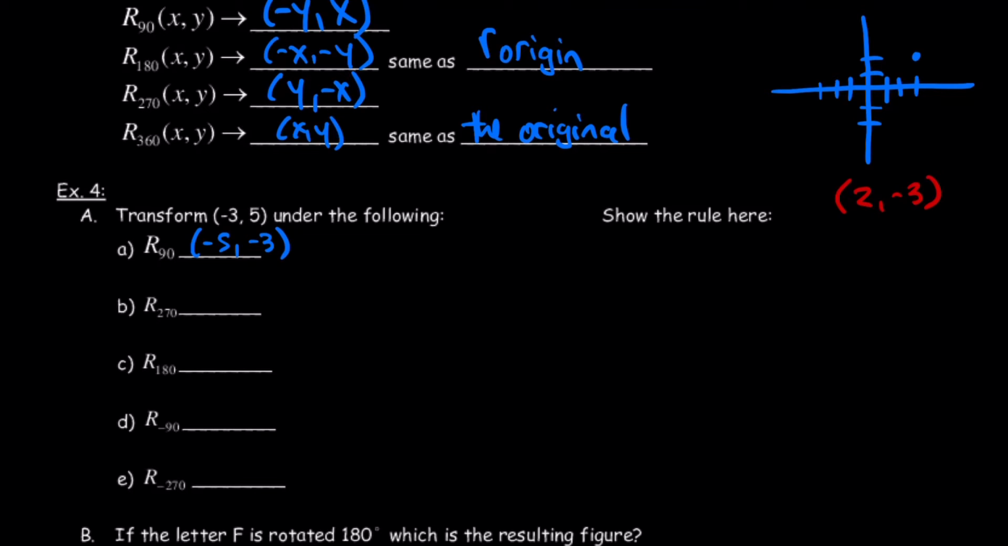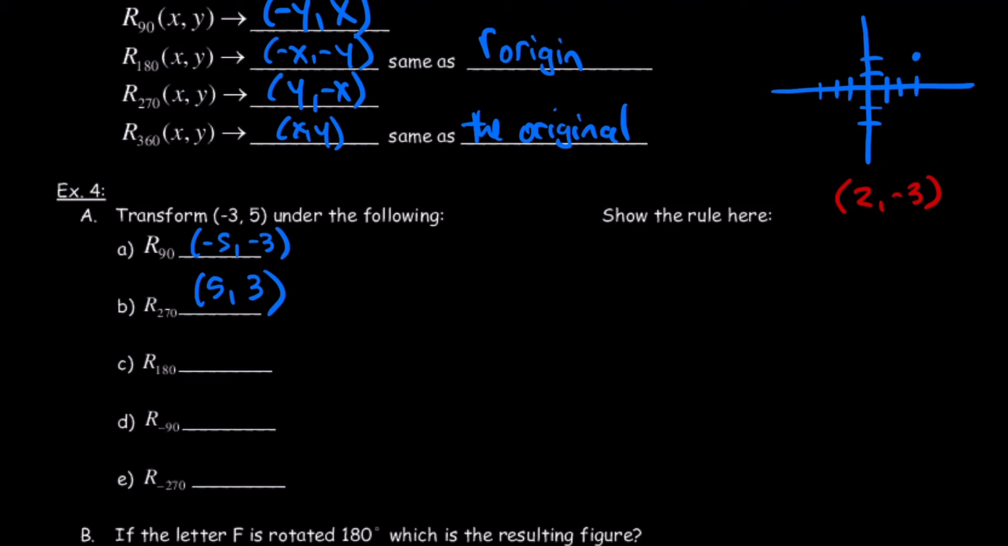Okay, next one, I have to rotate 270 degrees. So I look at my rule for rotating 270. This one says I change the order, (y, x), and I negate the second one. So if I change the order, this -3 goes here, and I would have to negate it. So it becomes a +3, and then 5 goes to the front position. So this becomes (5, 3).